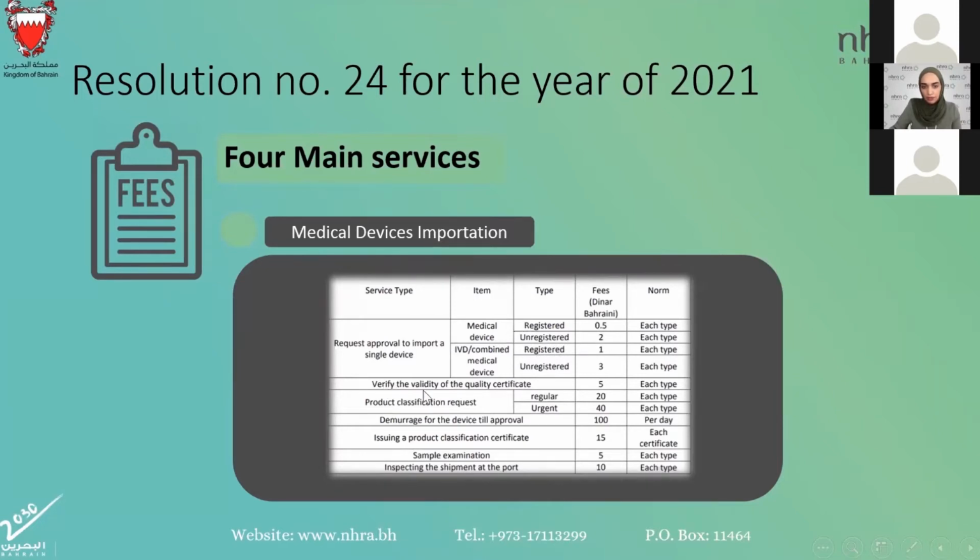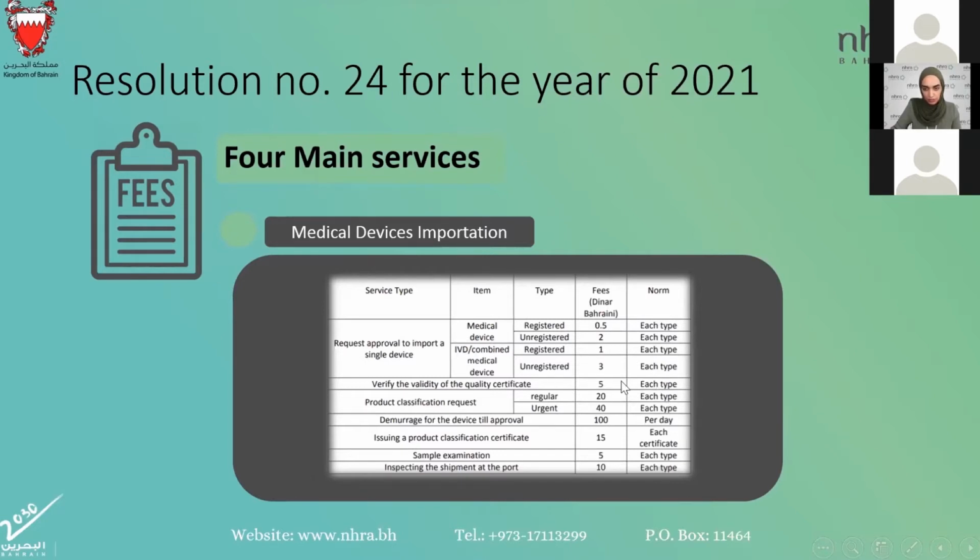And this is to verify the validity of the quality certificate. I know many of you have asked us and we've explained it in the previous workshops, but let me explain it today also. Some of the applicants face some difficulties verifying their quality assurance certificate. And we've tried yesterday to have more than one example, but in some cases, the applicant cannot verify and they need NHRA to verify the certificate for them. Then you can apply for quality assurance certificate verification, and 5 BD will be charged per type.